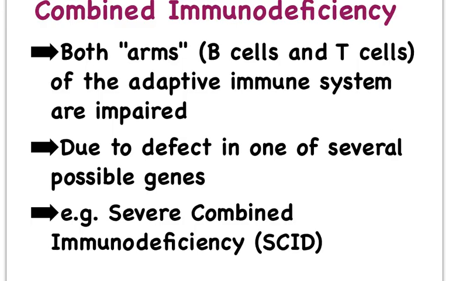That brings us to our last type of primary immunodeficiencies, and that is a combined form, meaning that both the B cells and the T cells are impaired. So again, this is going to be related to the adaptive immune system, often due to one or more gene problems.